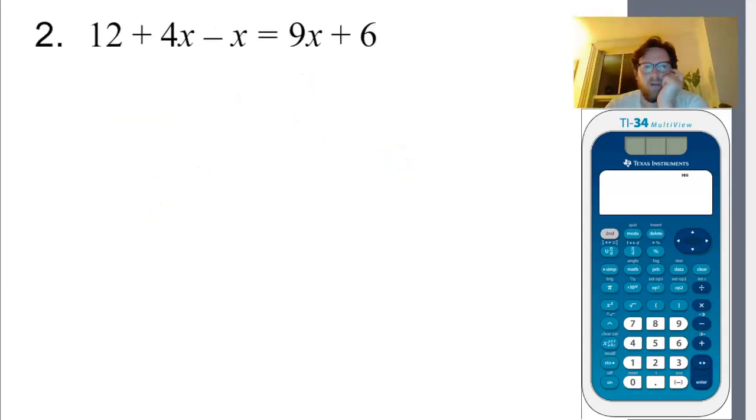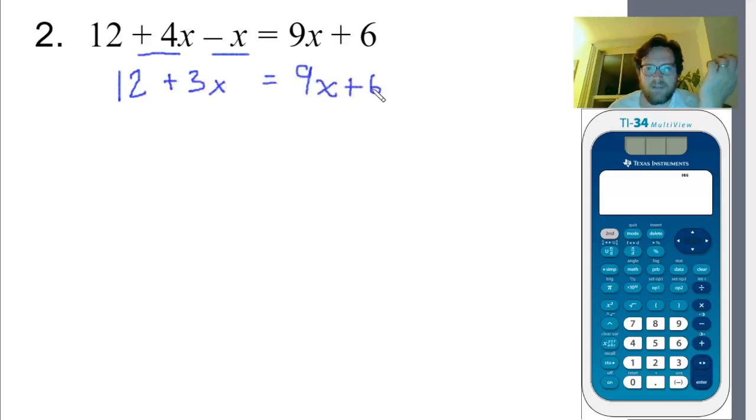Number 2. 12 plus 4x minus x equals 9x plus 6. Okay, so step 1 would usually be if there are parentheses, then you would distribute. But there's no parentheses in this one. So step 2 is we're going to combine like terms. You might notice that positive 4x and negative x are like terms. So we're going to combine them. This 12 doesn't combine with anything, so we just write 12. 4x minus 1x is 3x. And then on this side, we have 9x plus 6.